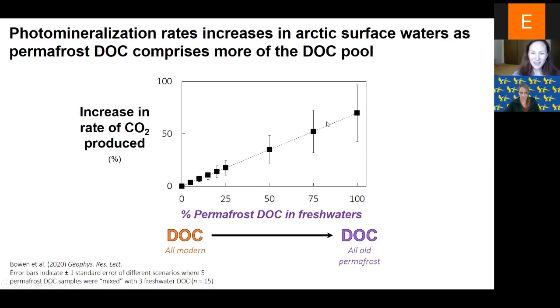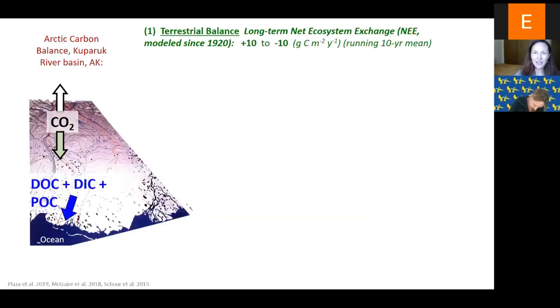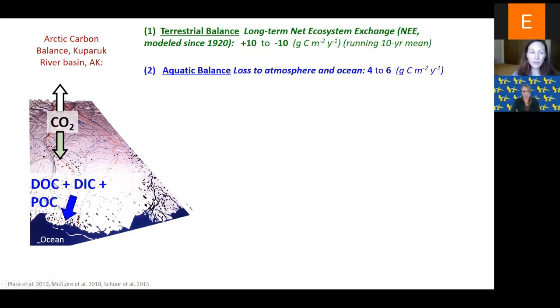So to understand then what the implications are for the future, let's look at the Arctic carbon budget, both now and how it's predicted to change in the future. So starting with the terrestrial balance, the net ecosystem exchange ranges from plus to minus 10 grams of carbon per meter squared per year. So that's roughly in balance here on land. Whereas the aquatic loss of carbon, that's dissolved organic carbon, dissolved inorganic carbon, and particulate organic carbon to the atmosphere and to the ocean, ranges from 4 to 6 grams of carbon per meter squared per year.